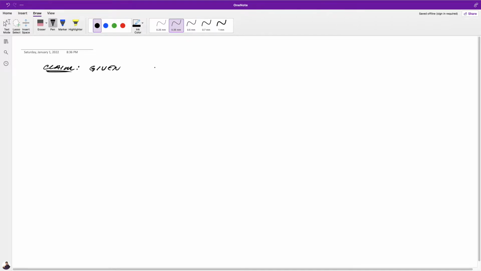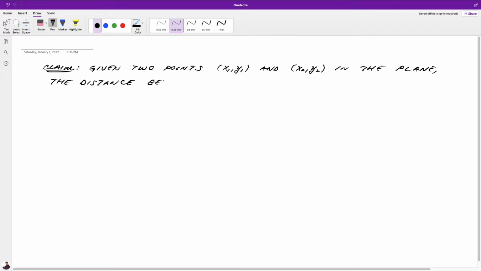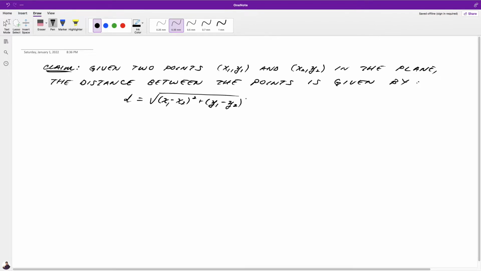The distance formula states that, given 2 points, x1, y1, and x2, y2 in the Cartesian plane, the distance between the points is given by, we'll call it d, is equal to the square root of x1 minus x2 quantity squared plus y1 minus y2 quantity squared.